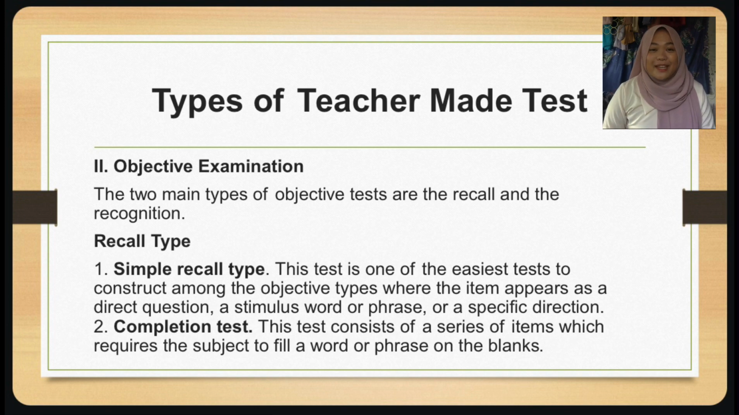Second subtype is the completion. In this subtype, the student is given an incomplete statement or question and is required to fill in the missing information. For example, the question could be, the process of converting food into energy in the body is called blank. So the students will be going to fill in that blank. So that was the completion type of examination.